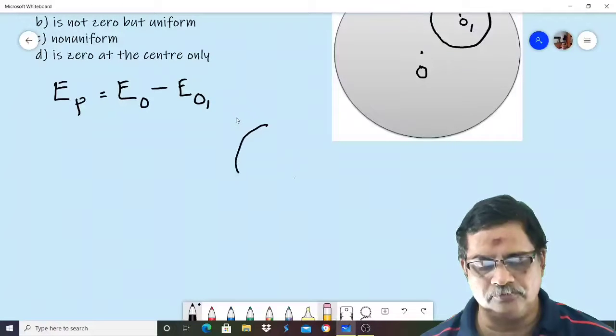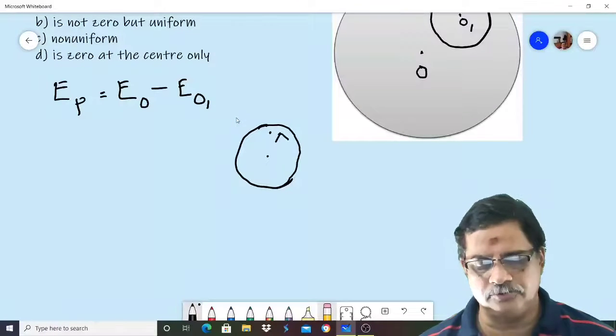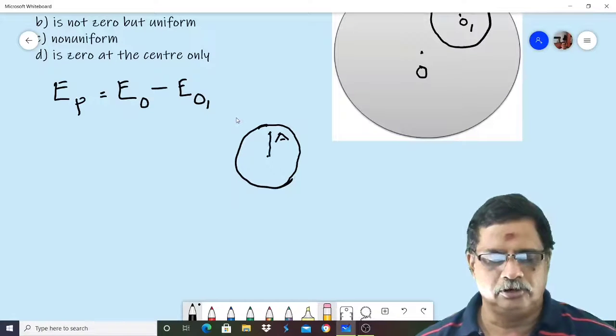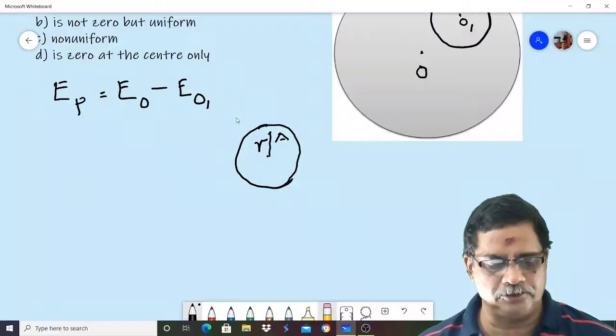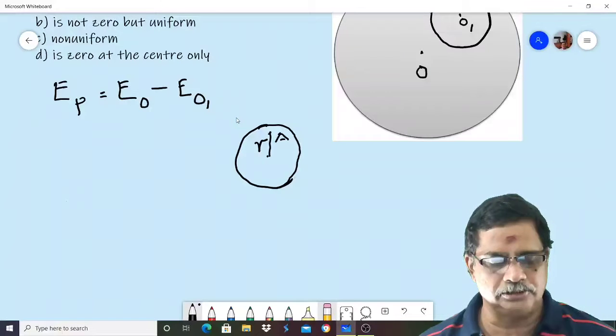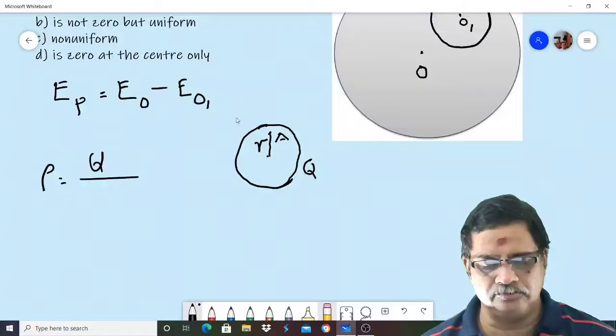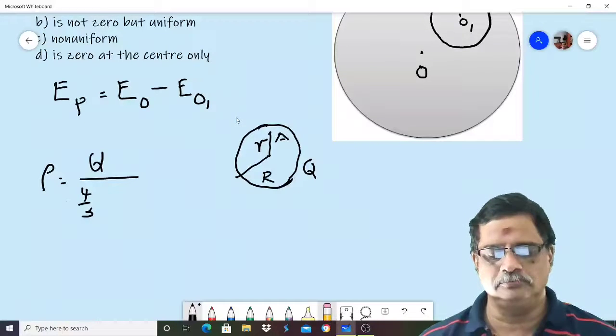Charges are distributed uniformly within its volume. Center is here, and let me consider a point here. Let us call that point A, and I want to find the electric field at A at a distance r from the center of the sphere. In order to find the electric field at A, first I will define the volume charge density, which is charge per unit volume. So I have given a charge Q to the sphere. Then the charge density rho will be Q by 4 by 3 pi r cube, imagining that the radius of the sphere is r. That is the volume charge density.